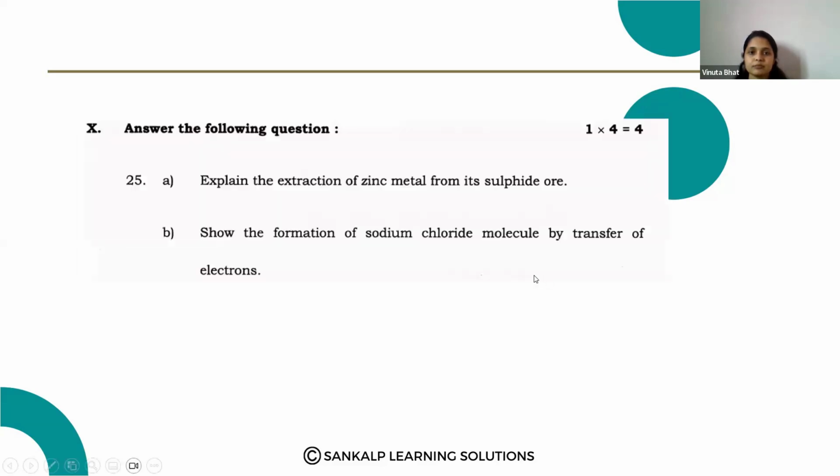Next question. Explain the extraction of zinc metal from the zinc sulfide ore. This is the 4-mark question. Till now we have discussed the 3-mark questions. Now this is the 4-mark question, 1 into 4, that is for the 4 marks. Only one question from the 4-mark section. Explain the extraction of zinc metal from its sulfide ore.